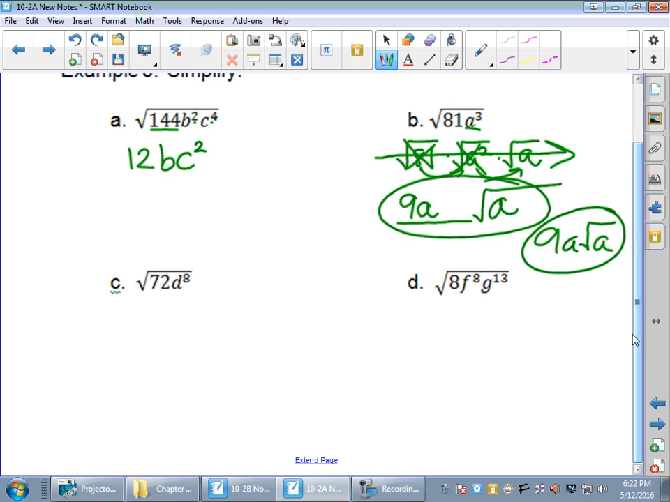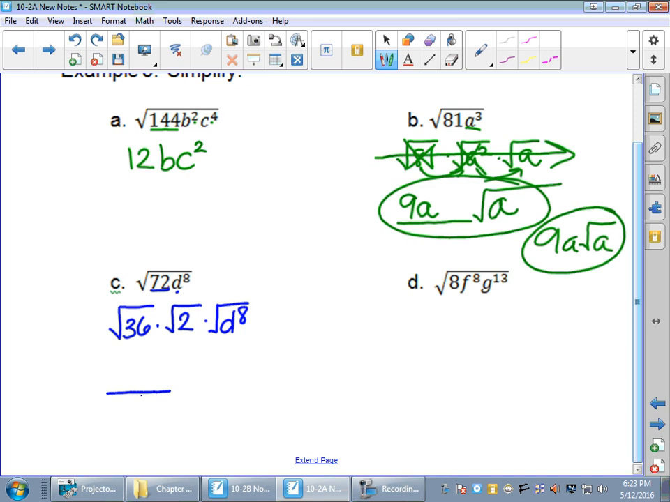Okay, looking at part C, 72. I know a lot of people think of 9, but actually the biggest number we should take out of there is 36. So this time my variable is perfect, but my number is not perfect. So I'm going to break 72 into 36 times 2. This just takes practice. I got them in my head. Eventually you guys will get them in your head. But work with your calculator. Take that list of perfects and see which ones divide into 72. And then I'm going to leave d to the 8th just as that.